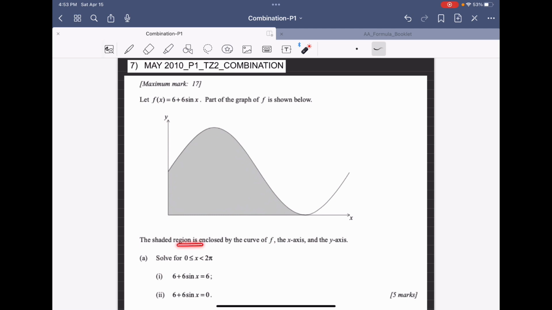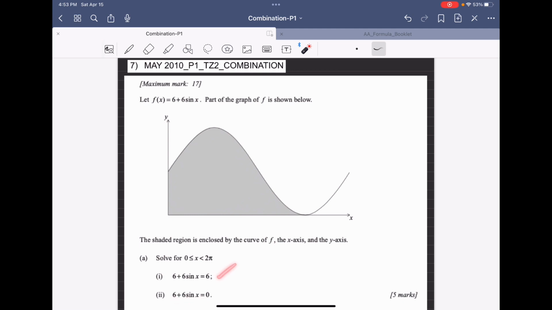The shaded region is enclosed by the curve f, that means this, the x-axis, that means this, and the y-axis, that means this. Only this part I am talking about. Solve for x values between 0 to 2 pi: first, 6 plus 6 sin x is equal to 6. And second, 6 plus 6 sin x is equal to 0.